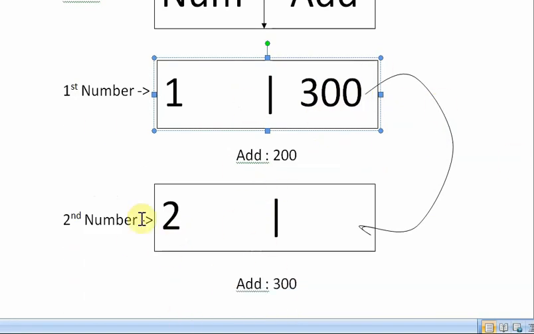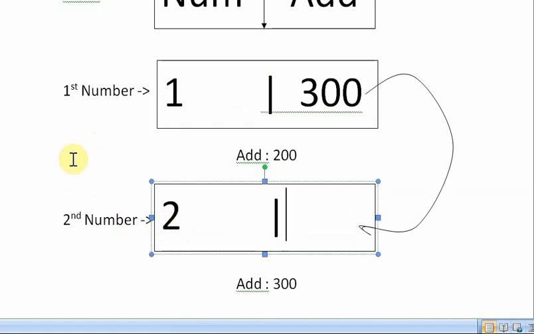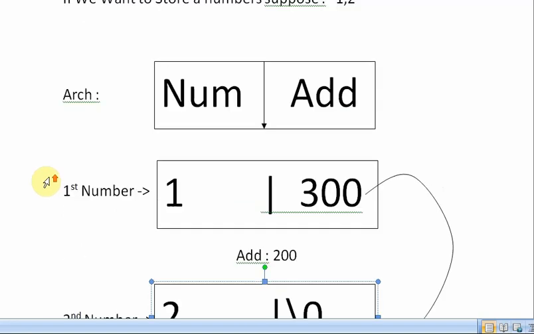Now 2. We look whether there is any next node after 2. No, there is no node after 2. So we just store null here, because this is the last node. There is no node after 2. This is the architecture.